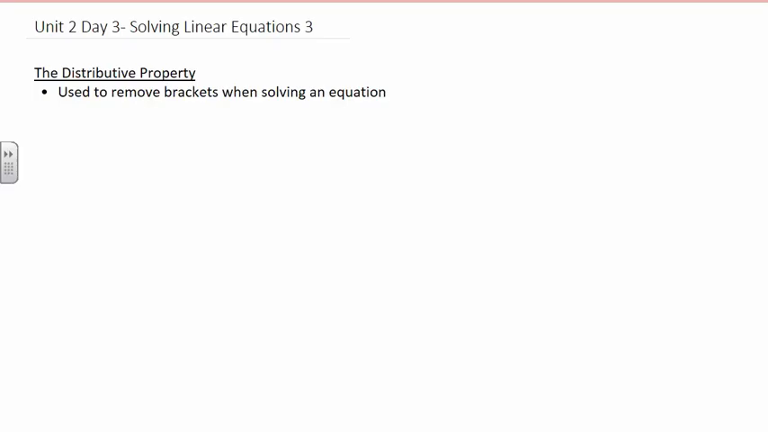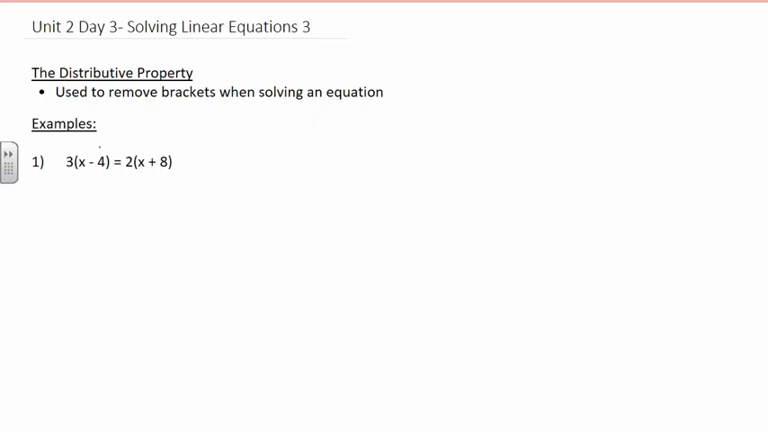Today we will be working through day 3 of solving linear equations. We will be looking at the distributive property, which is a way to remove brackets when solving an equation. So the distributive property tells us that when you have a number outside of a bracket, you can get rid of the brackets by multiplying that number times everything inside the brackets.